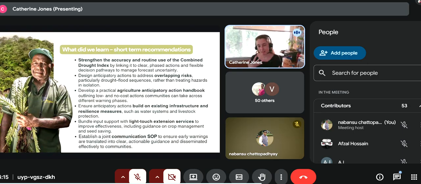We wanted to look at developing a practical handbook, as well as outlining very clearly how these triggers and the combined drought index can relate to action that doesn't always require external support. So what can extension workers do? What can communities do if they receive that information? It's a key element that we need to work on in Papua New Guinea. We also want to build on existing infrastructure and resilience measures such as water systems and livestock protection. So for instance, it's looking at maybe installing water tanks earlier and looking at ways that we can ration water or support water management within the community.